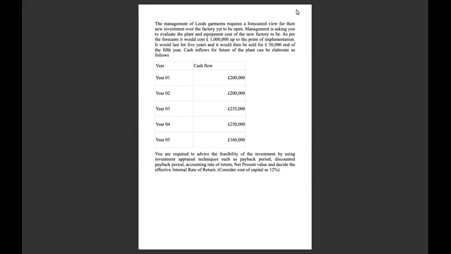Before we move ahead with the question, it says it would last for 5 years and it would then be sold for 50,000 at the end of the 5th year. So year 5 will be 160,000 plus 50,000, which gives us an amount of £210,000 for the 5th year. So when we calculate the payback period, NPV, ARR, we have to consider the year 5 cash flow as 210,000, not 160,000.